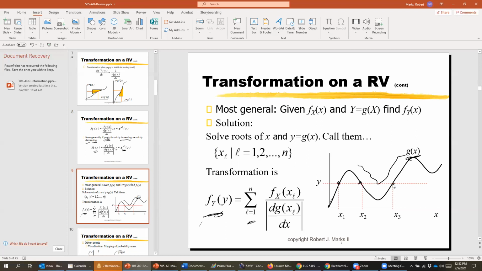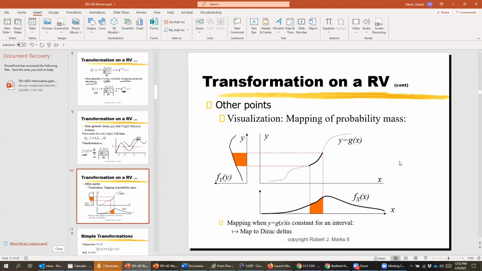Now I'm going to show you what I think is a very intuitive interpretation of this expression, which might look kind of strange. Here is the idea. You have a probability density function, f sub x, and you have this transformation on a random variable, y equal to g of x. What you'd like to do is find the probability density function of y. You'll notice y equal to g of x is on a Cartesian plane, x versus y, so it's on a two-dimensional plane.